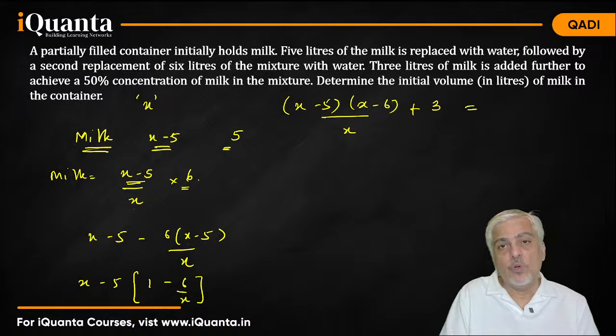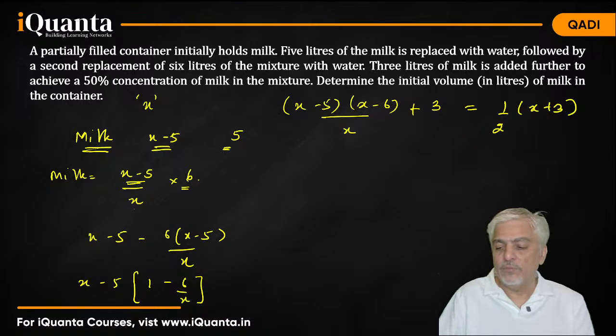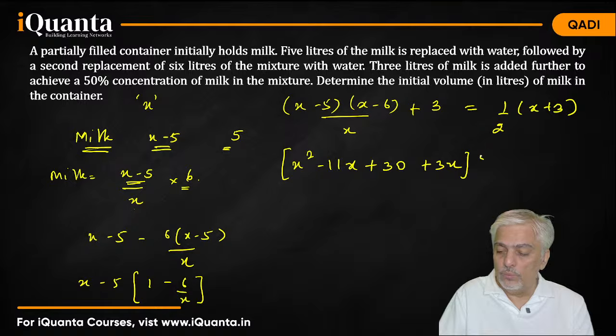Total now becomes what? It is no longer X because we are adding 3 liters. We are not replacing 3 liters, remember. So total is not X. Total is X plus 3. So this will be half of X plus 3. If you had options, you could use options or you could solve. So if you solve this, this will be X square minus 11X plus 30 plus 3X, into 2 is equal to X into X plus 3.